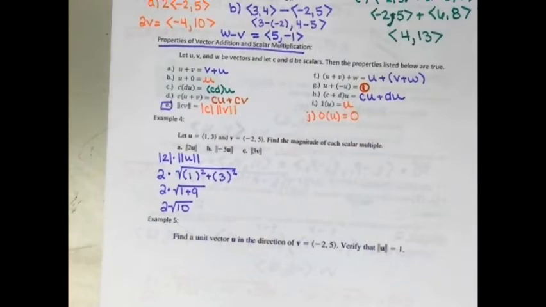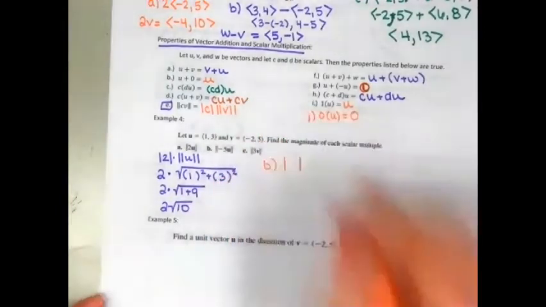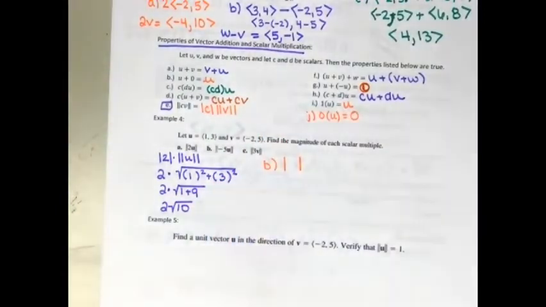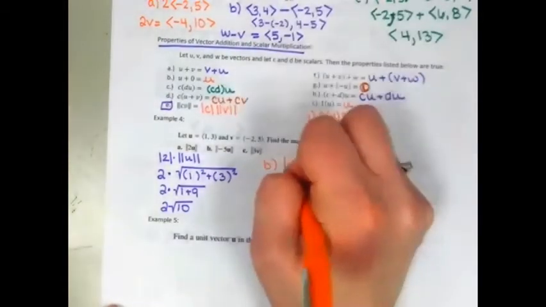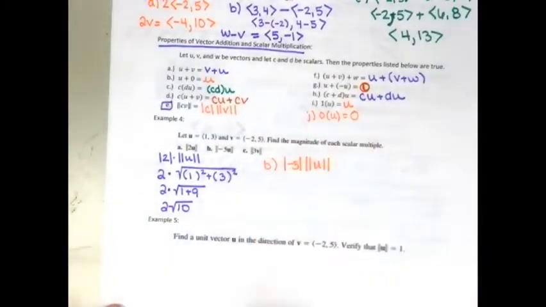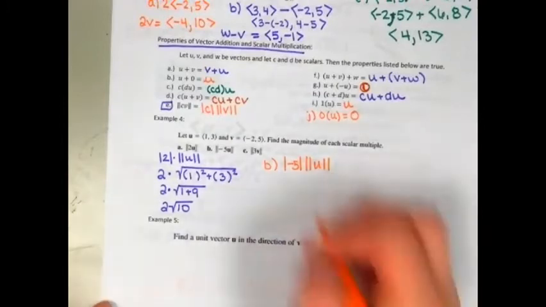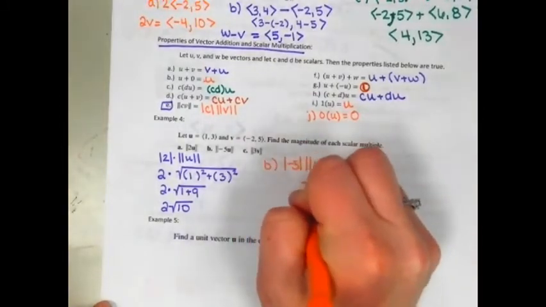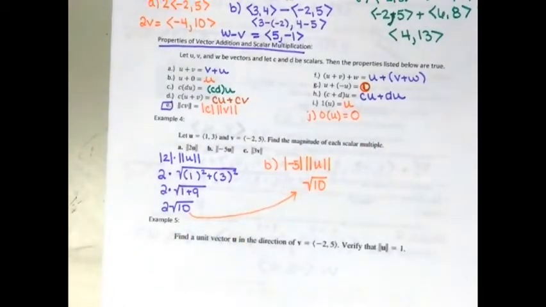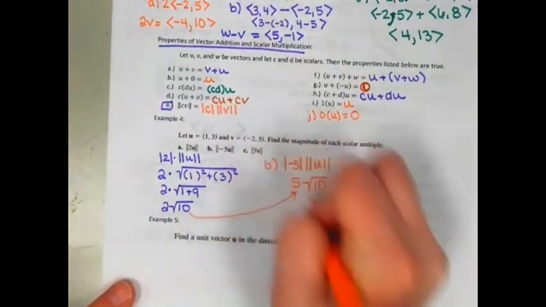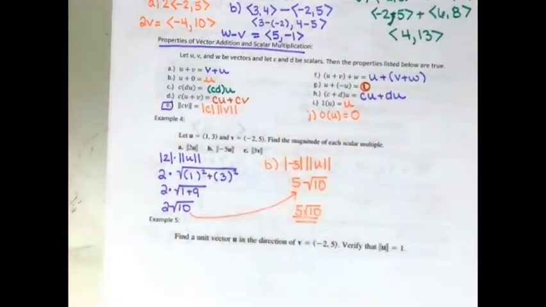B, magnitude of -5u. So I'm going to take the absolute value of my scalar. What's my scalar? -5. And then we're going to take the magnitude of u. Guys, do we already know the magnitude of u? Yeah, what do we find our magnitude of u was? Radical 10. I'm not going to redo that. And then what's the absolute value of -5? 5. So this is actually 5 radical 10.